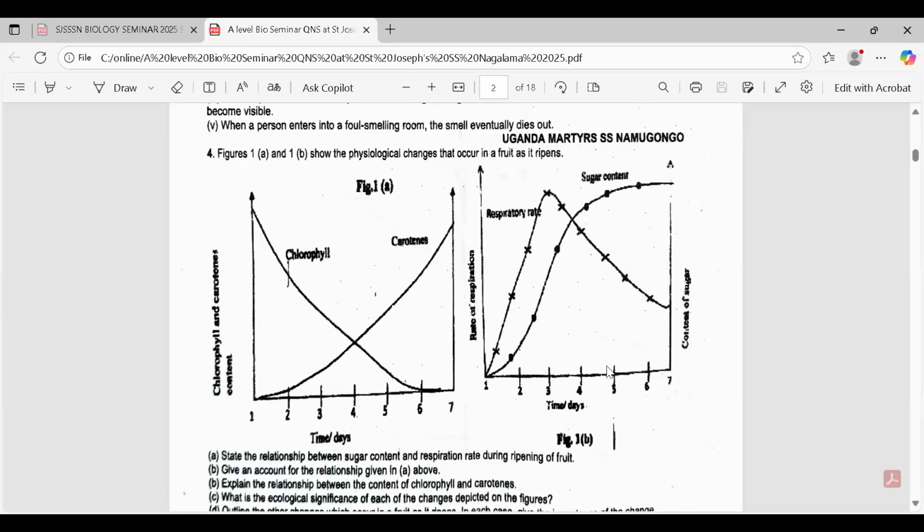For example, in such a graph, here they first ask you to give a relationship. Okay, we gave the relationship, and then in part B they asked us to account for the relationship. Now here you'll first give the relationship, then you account for it. When you finish the accounting for the first one, then you go to the second one. So there is no way you'll explain without understanding the trend. So you have to first state the trend, then you explain.